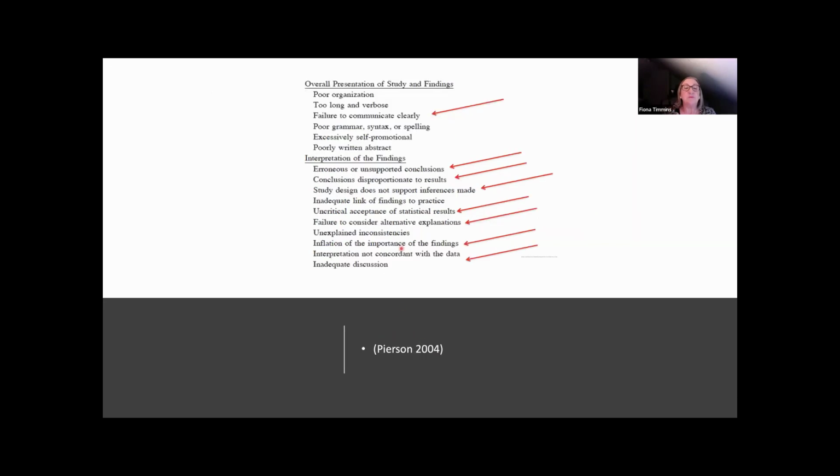Okay. So failure to communicate clearly, results, conclusions not supported by your results, your study doesn't support the inferences made, uncritical acceptance of statistical findings, failure to consider alternative explanations. So these advanced practitioners may have found this very facilitative. However, we must bear in mind that this was part of a private healthcare context in the United States. So there's quite a lot there about the interpretation. And again, that's back into having this conversation and imagining you're speaking to a large audience.